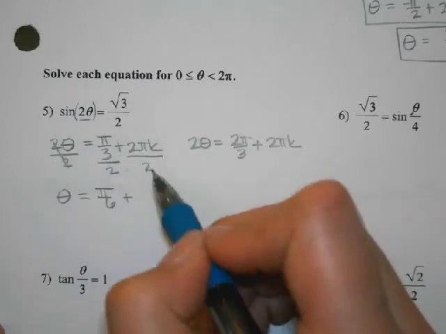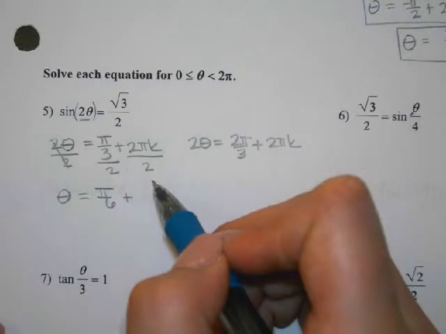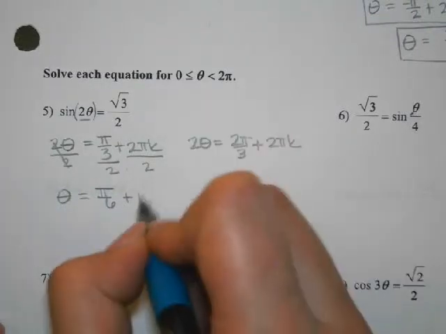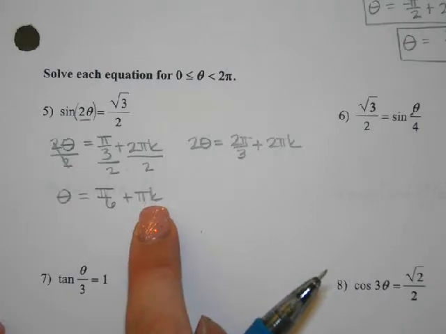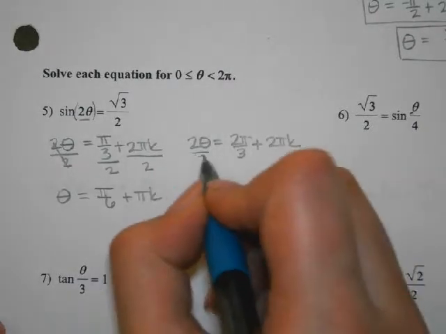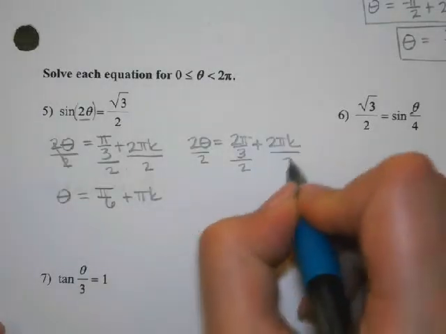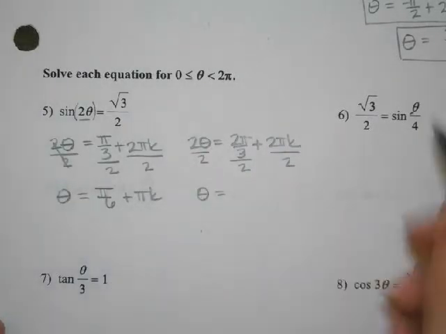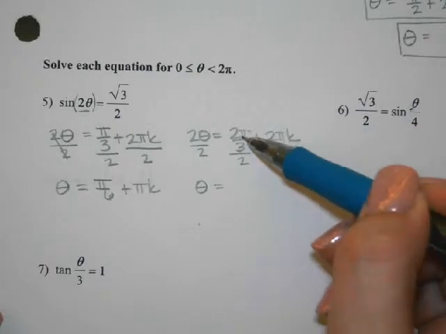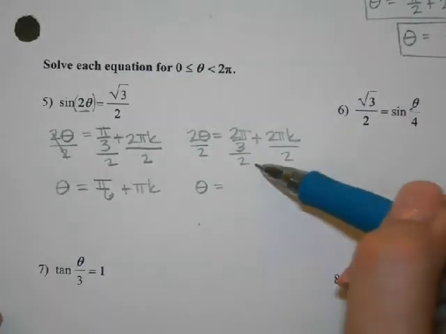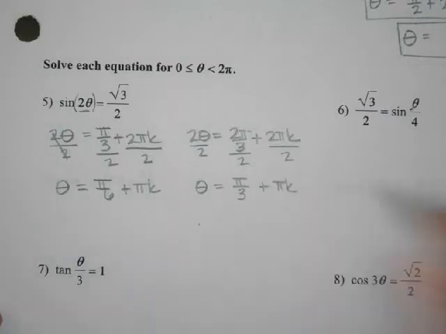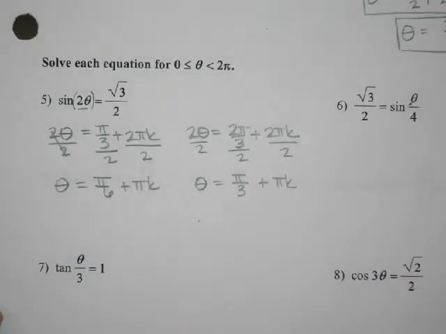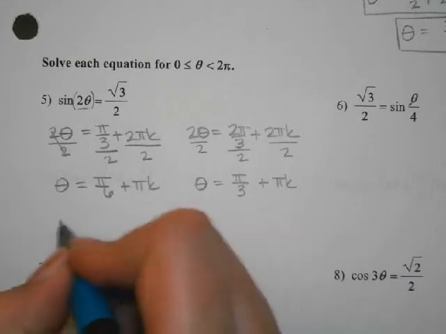And then 2 pi divided by 2 is pi. And that's what we expected, right? We said the new period of this graph would be pi. So that fits what we expected. Over here, I'm going to divide by 2, divide by 2, divide by 2. I get theta equals 2/3 divided by 2 would be 2/6, which is pi thirds, plus pi k. So those are our answers if we want all solutions.